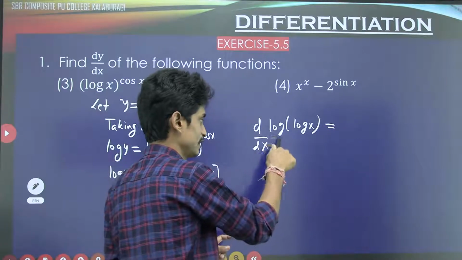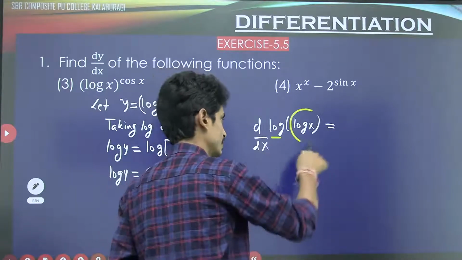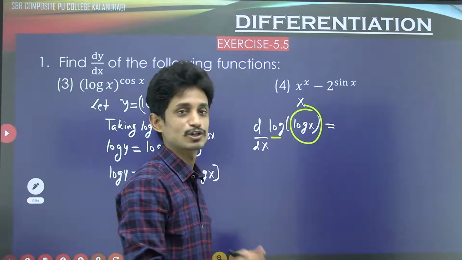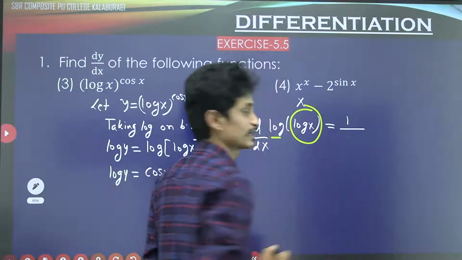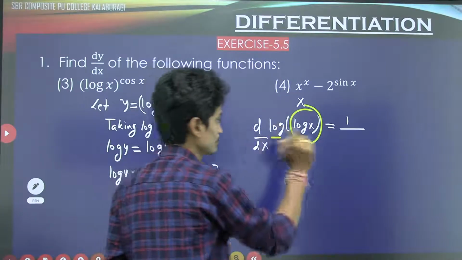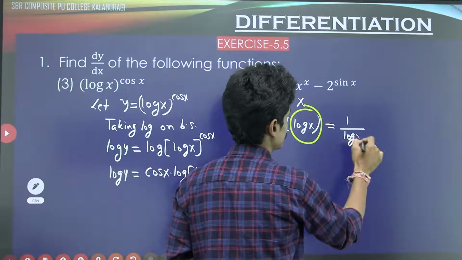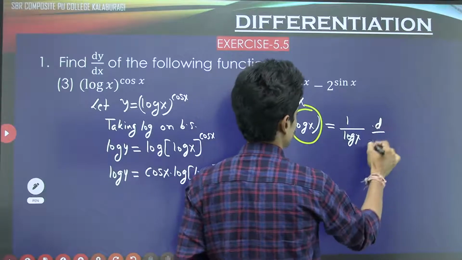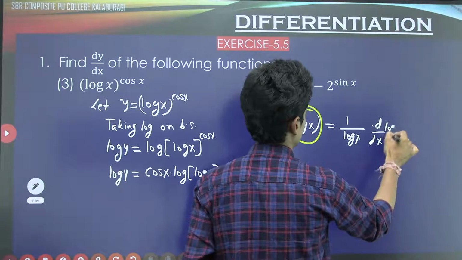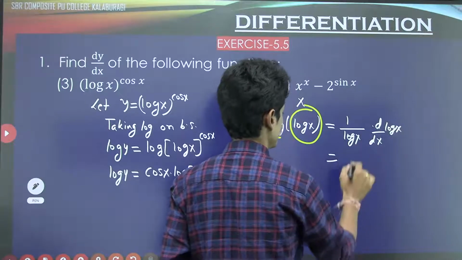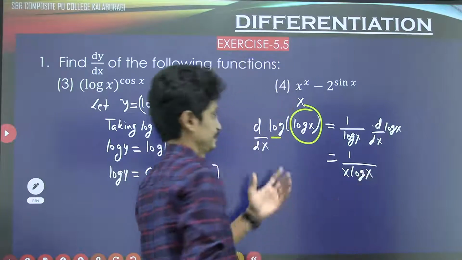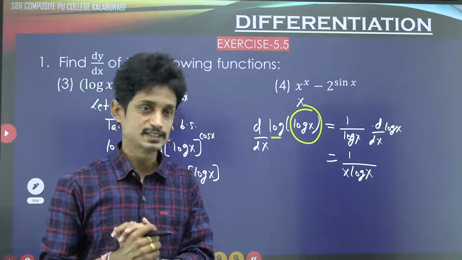First, I will take this log x as a single variable. Then what would be the derivative of log x? Obviously, we are going to write 1 by x. But our assumption is that x is log x, so that is log x into the second function derivative, d divided by dx of log x. How much is that value? 1 divided by x into log x. This is our required result.